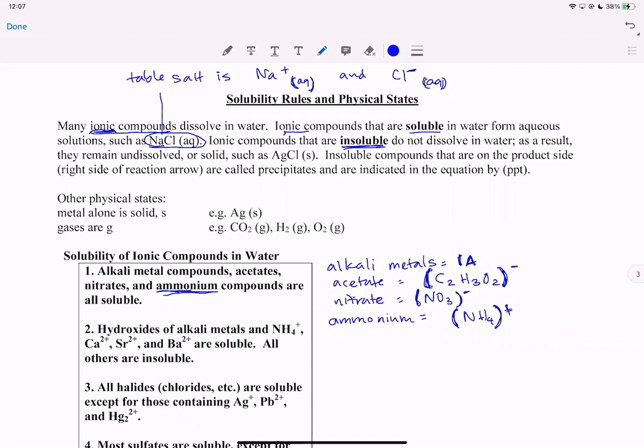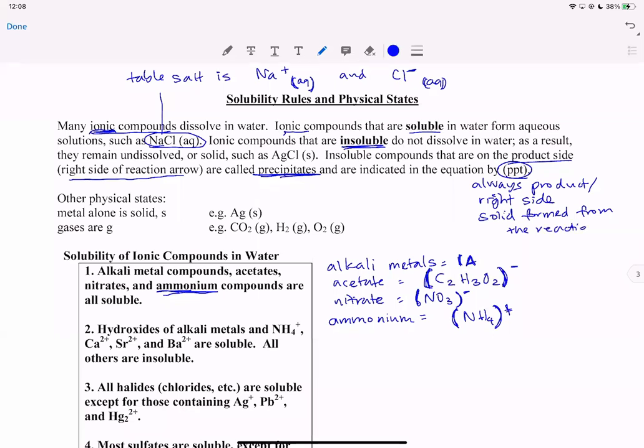So insoluble compounds that are formed in a chemical reaction and they end up as a product, formed from the chemical reaction on the right side of the reaction arrow. When it is something that is new, it's a product, it's formed and it is insoluble, it's called a precipitate. So precipitate is indicated by this ppt, and this is always on the product side. It's always a product, it's always on the right side of the reaction arrow. Okay, and what it is, is a solid. So it is a solid formed from the reaction.